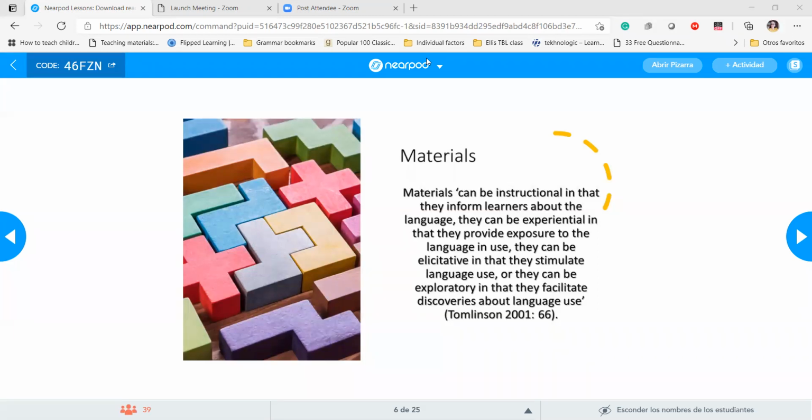And also they can be exploratory, in that they facilitate discoveries about language use.